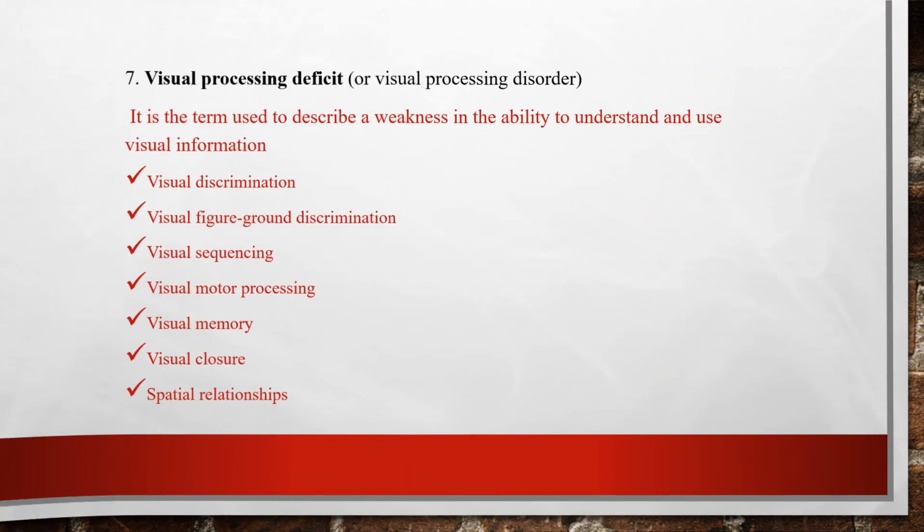Visual processing deficit or visual processing disorder. It is the term used to describe a weakness in the ability to understand and use visual information. Characteristics include visual discrimination, visual figure ground discrimination, visual sequencing, visual motor processing, visual memory, visual closure, spatial relationship.